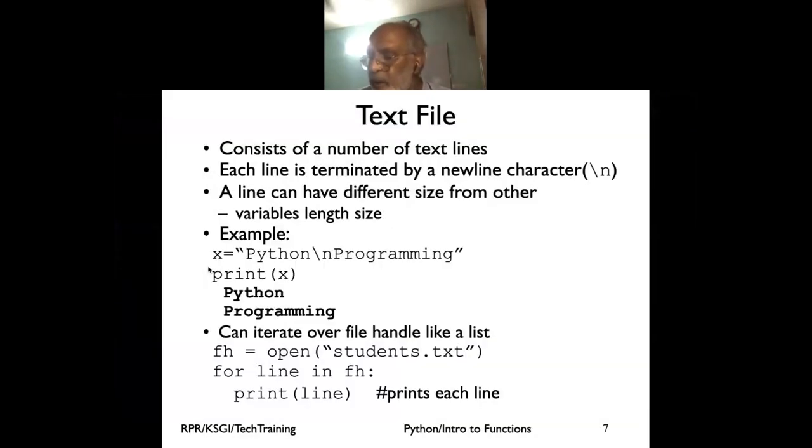So if I want to read all the lines, I open this file, I get the handle, and then I would say for line in fh. When you iterate over the handle, it works like a list, and I can iterate over each element of the list. So for each line I get the line, I can say print line and it will print me a line. Let me just show how that works.